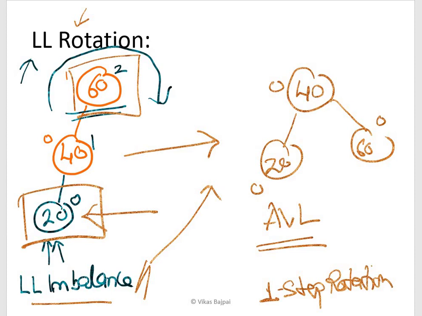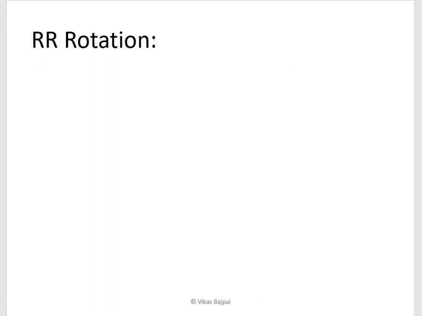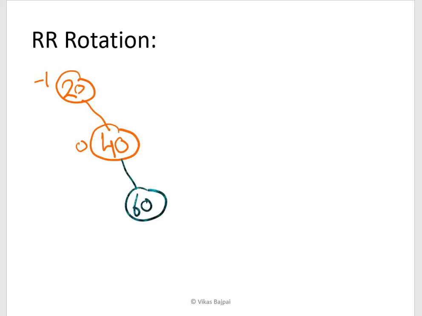Now let's take another example with similar key values but a different order of insertion. So let's say I have 20, and then I have 40. Now this is your 0, this is -1. These are the balance factors, perfectly fine. Now let me add 60, on the right, and I'm going to add it towards this side.